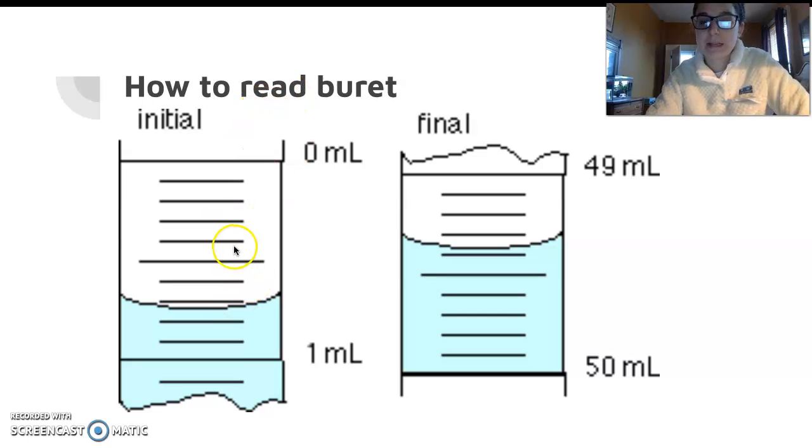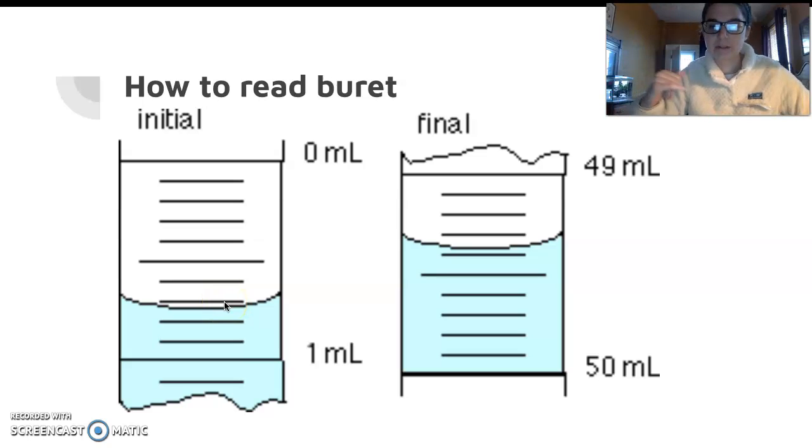So when you read any instrument, remember, you go to read as many lines as you can, and then you estimate 1. So I can read to 0.5, 0.6, 0.7, and then I'm estimating that hundredths place digit. So I'm going to say 0.72. You might say 0.71, just depends on how you read it or interpret it.